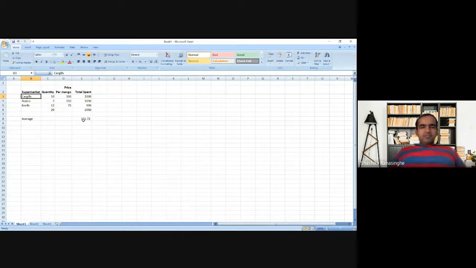Now let's say instead of Cargills, it is your equity. Cost of equity is 10% and you have raised 100 billion. Then instead of Arpico, let's say it is your debenture at a cost of 7%, you have raised 150 billion. And instead of Keells, it is your bank loan at a rate of 12%, you have raised 75 billion.